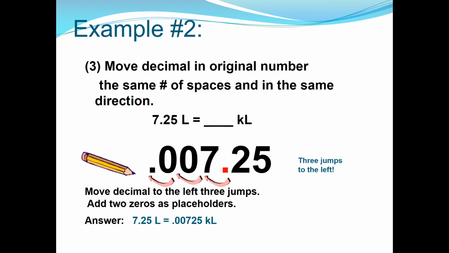So 7.25 liters is equal to 0.00725 kiloliters. I hate this PowerPoint because it doesn't include the leading zero. Whenever you write a number, if it's less than 1, you should always include the 0 before the decimal. So it should be 0.00725.